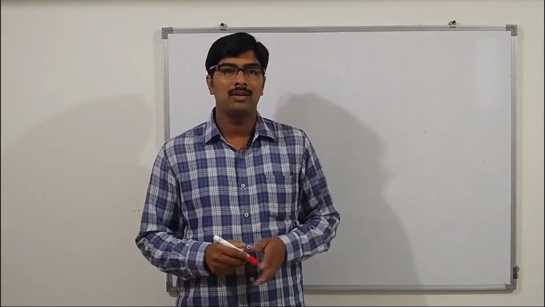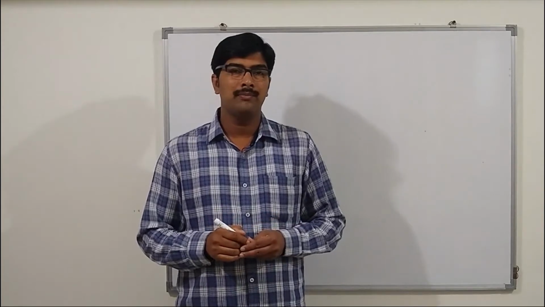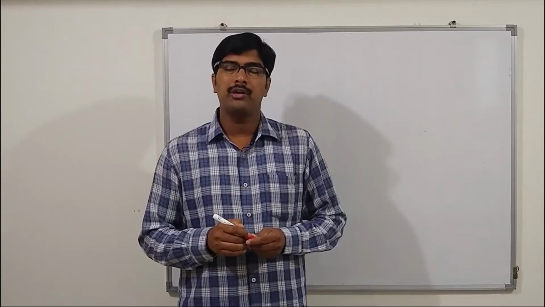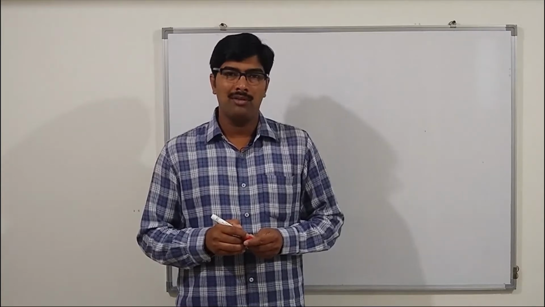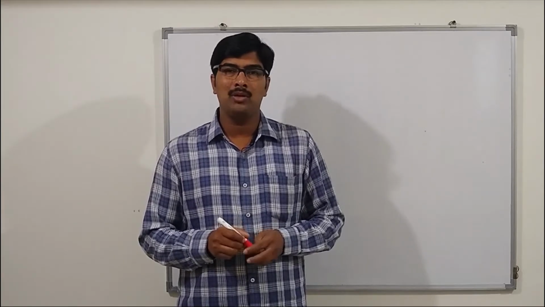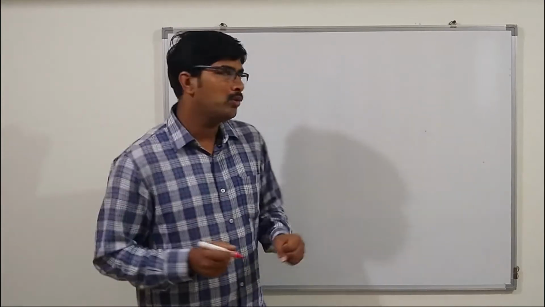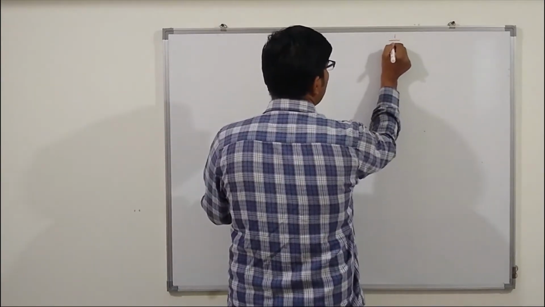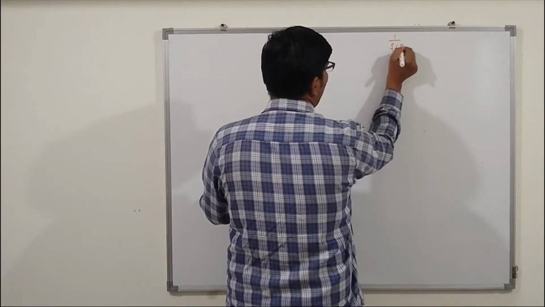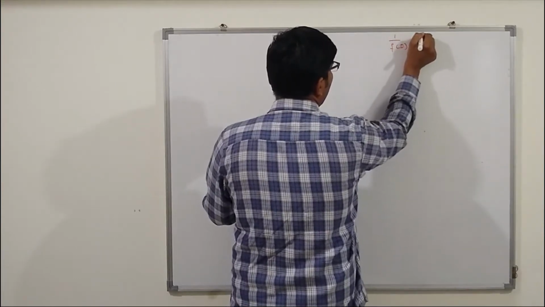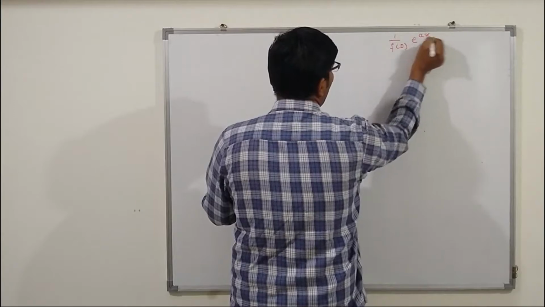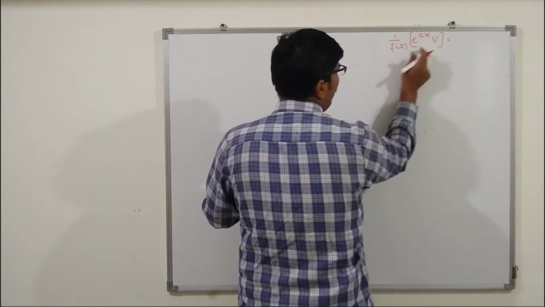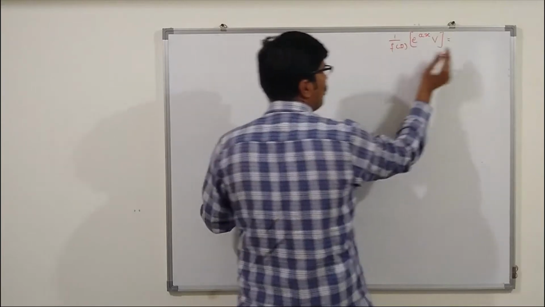Hi everyone. Today in this video I am going to solve some examples on particular integral of e raised to ax into v. As we know, the particular integral of e raised to ax into v is given by 1 divided by f of D, e raised to ax into v. We have to take this e raised to ax outside.